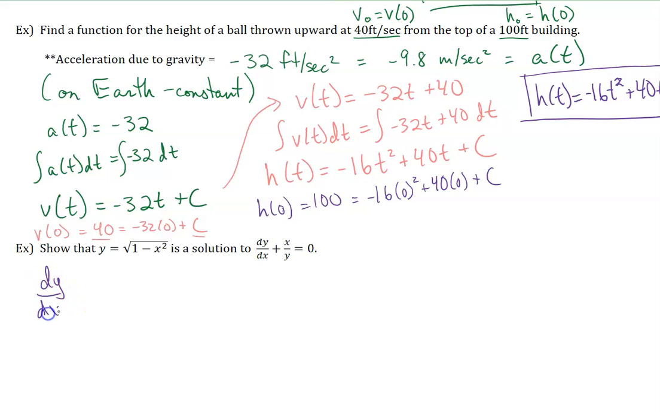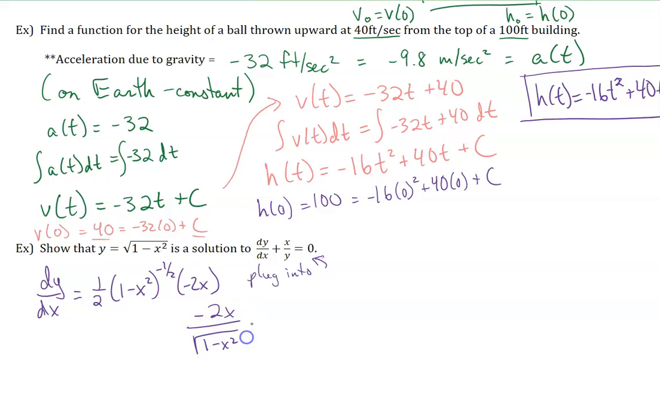Well, using the chain rule here, our derivative is 1/2 times 1 minus x squared to the negative 1/2 times negative 2x. Again, chain rule there. And so I want to take this and add it to x over y and see if that's equal to 0. So plugging into here, we get negative, I'm going to condense this a little bit, negative 2x over root 1 minus x squared plus x over, and then what is y equal to? y is root 1 minus x squared, equals 0.